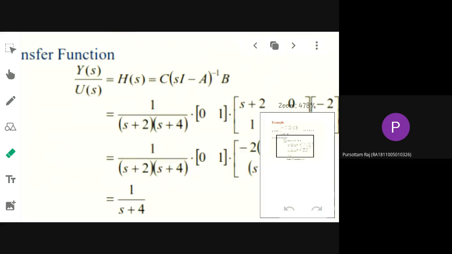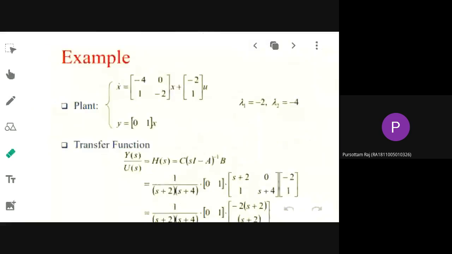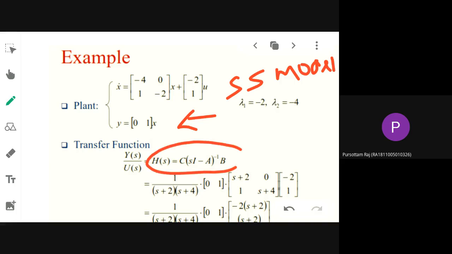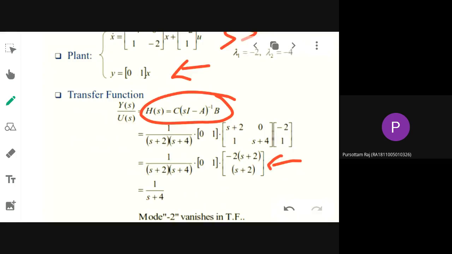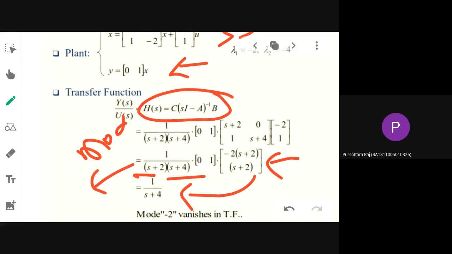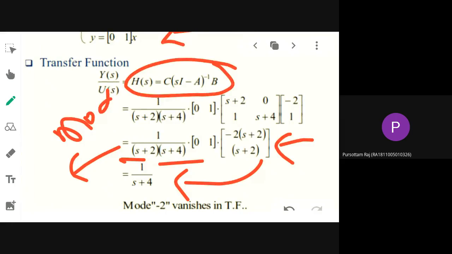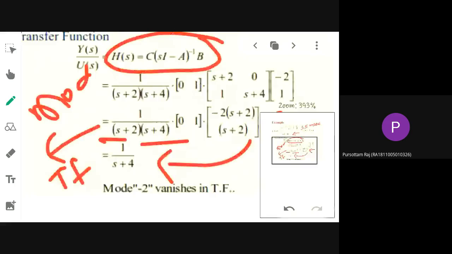One more problem, two more problems they have given here. Yesterday I told you that this is your state space model. If you are converting that into a transfer function by using this formula that I have stated earlier, then this will be your final transfer function. But originally the system was having two modes. What are the two modes that it is having? S plus 2 and S plus 4 are the two modes. Now, in the final transfer function derivation, what is getting cancelled here?